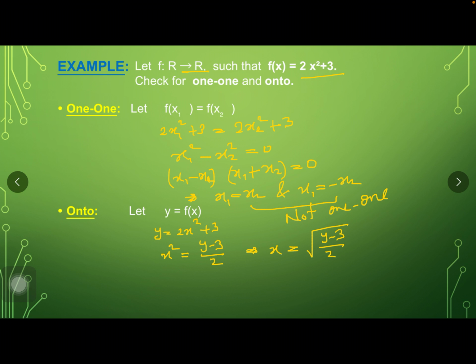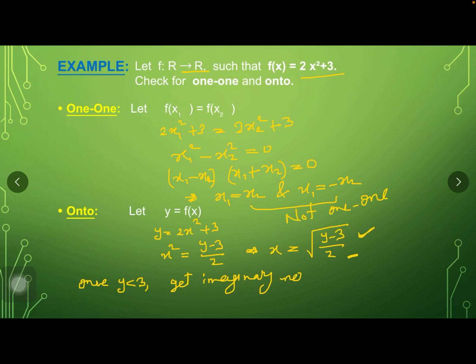So we have to convert x in terms of y. So x squared becomes (y minus 3) upon 2, and our x now is the square root of (y minus 3) upon 2, right? So now here our x is the square root of y minus 3, and our function is real to real. Suppose our y is less than 3. If y is less than 3, then x becomes an imaginary number, not a real number, right?